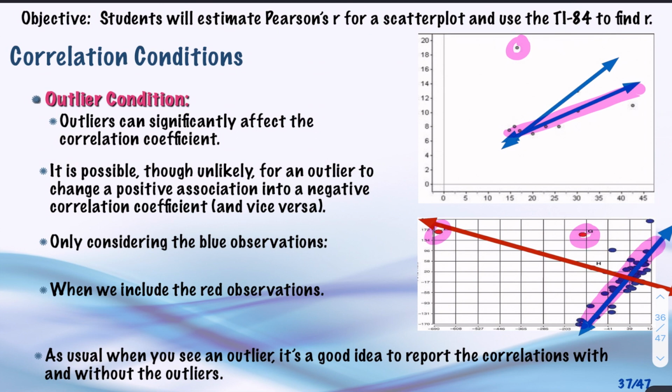So as usual, when you see an outlier, it's a good idea to report the correlations with and without the outliers. Maybe something important is happening there. That's why we include it initially. But maybe it doesn't help us see the trend in our overall data, and that's why we exclude it. We don't throw stuff away.